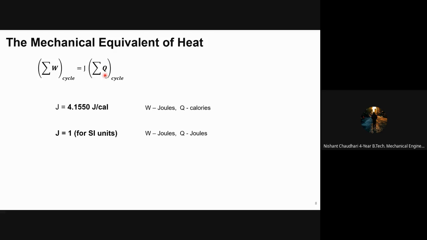Sir, is this valid for a cycle only? Right now we're talking about a cycle. It is valid for a process also. Sir, but in a process, there will be a change in internal energy also. That we are coming to. Internal energy we have not defined till now. That we are going to define. Okay, sir. So you are correct, this is true for a cycle only. If you talk about a process, then we need to talk about internal energy. Let us first talk about the cycle.